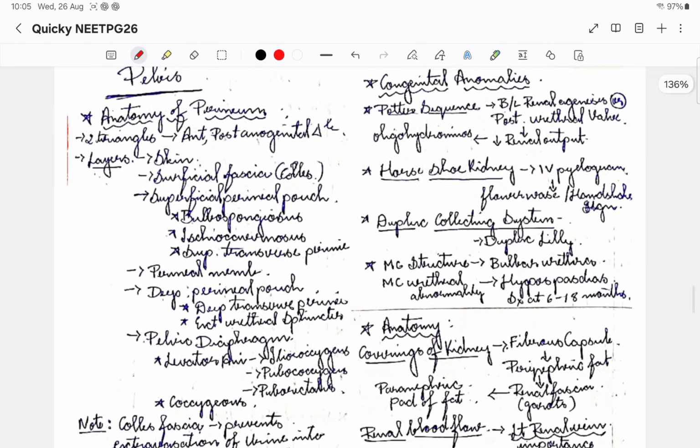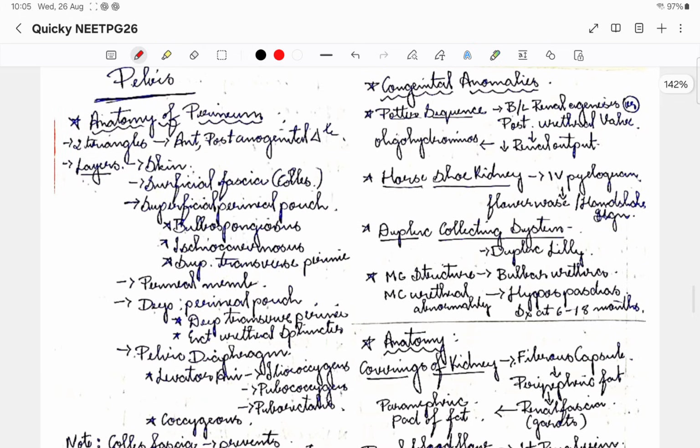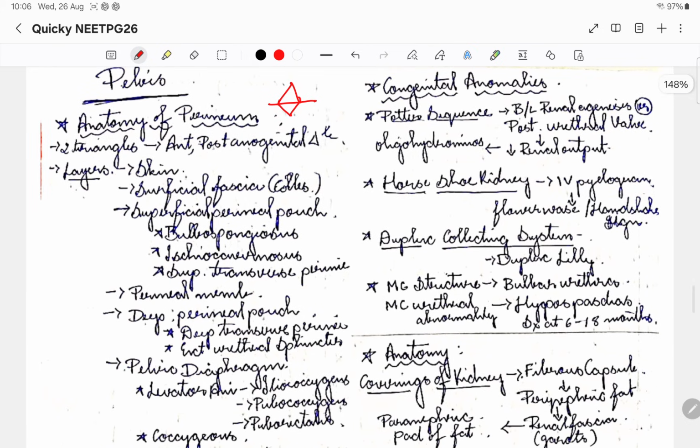The anatomy of the perineum is very important. In the anatomy of the perineum, please note that there are two triangles: one is the anterior urogenital triangle and the other is the posterior anal triangle. There are layers in the perineum to reach the pelvic organs, and from below is what we are taking a look at.